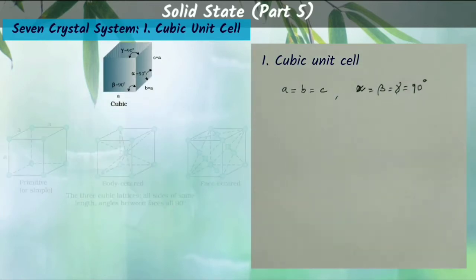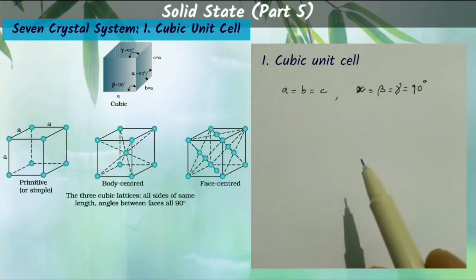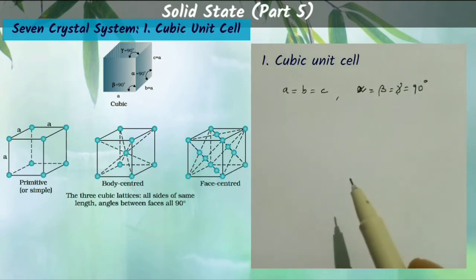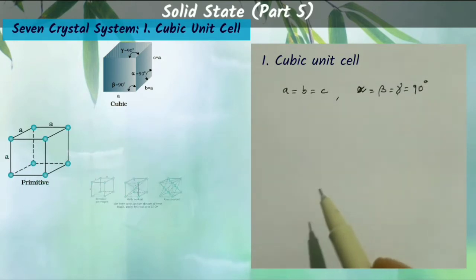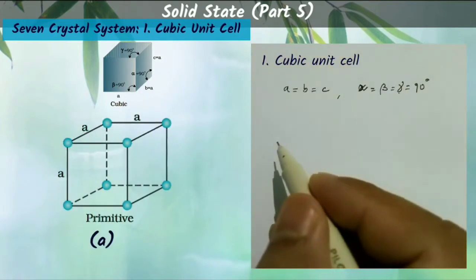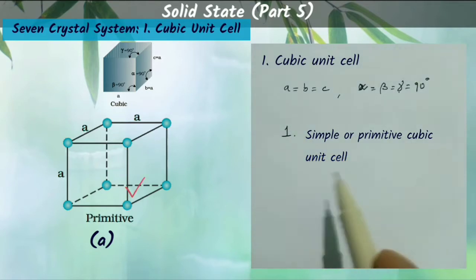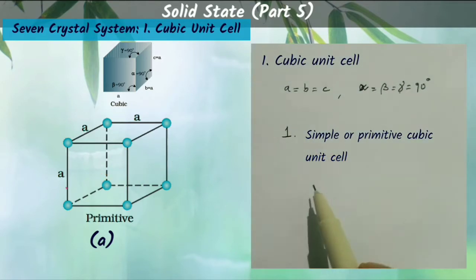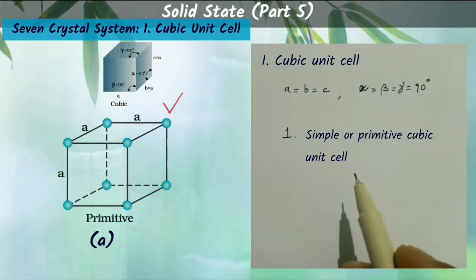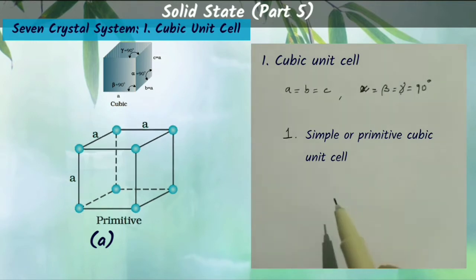A total of three kinds of Bravais lattices are observed depending upon the shapes of the unit cells. Number one is the simple or primitive unit cell, in which only the corners of the unit cell are occupied by the constituent particles, as shown in the given figure A.